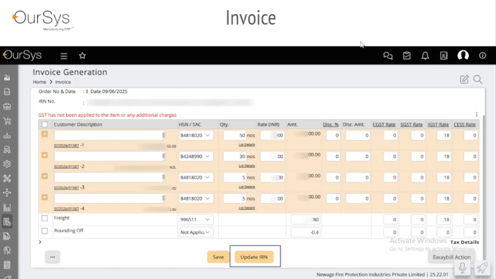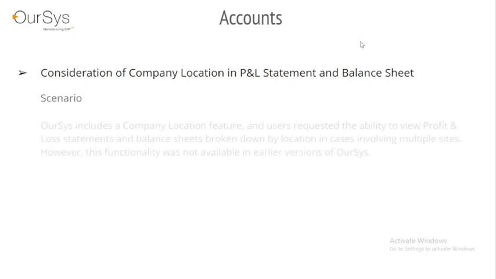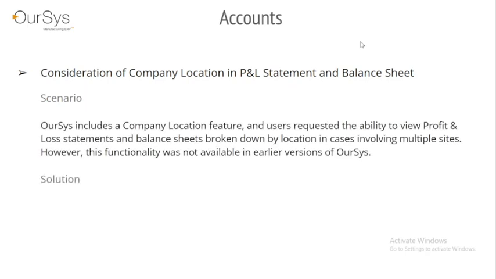Now, to address this issue, we have introduced a new option, that is the update IRN button, through which if the IRN was generated on the portal but failed to update in OurSys ERP, then users can now manually fetch and update the IRN details by simply clicking on the update IRN button. So there is no need to regenerate the invoice or contact support for missing IRNs. It will reduce dependency and avoid operational delays during dispatches or billing.